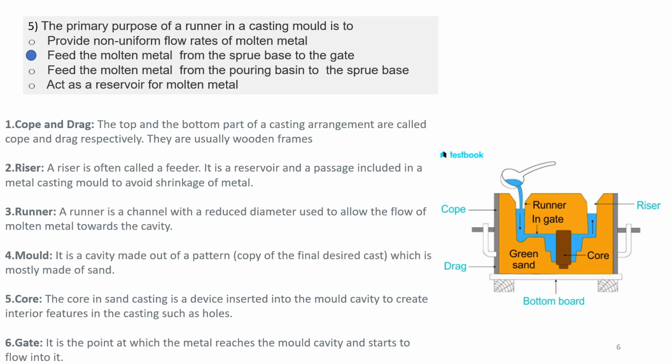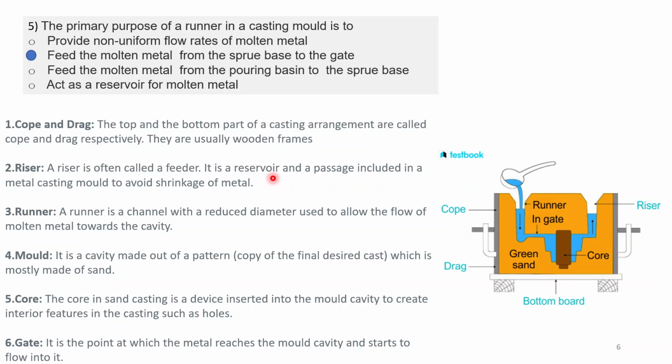Okay, and the lower part will be drag. Between these there will be a parting line, and the below part will be drag, the upper part will be cope, and they are usually wooden frames. Next you have riser. A riser is often called a feeder. It is a reservoir and a passage included in a metal casting mold to avoid shrinkage of metal.